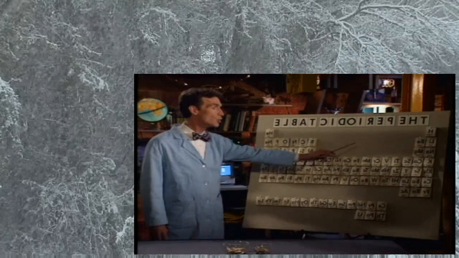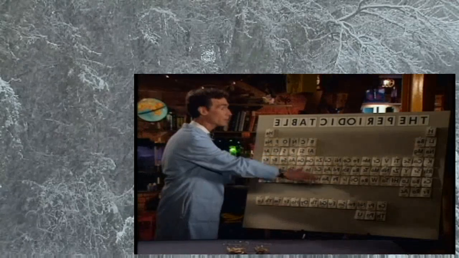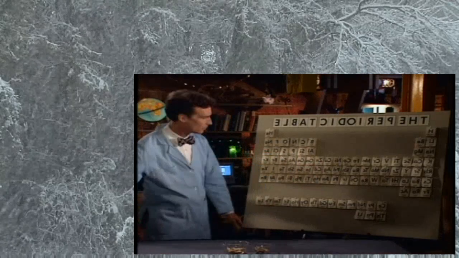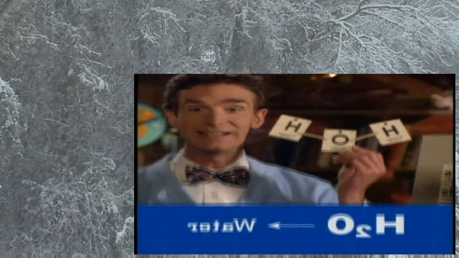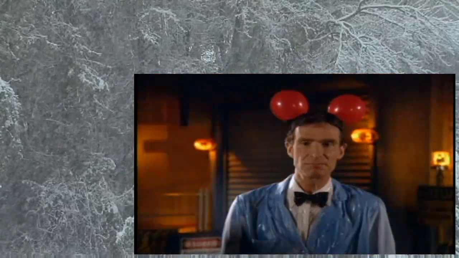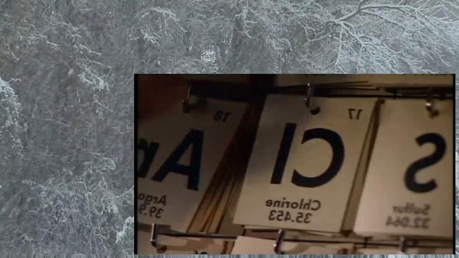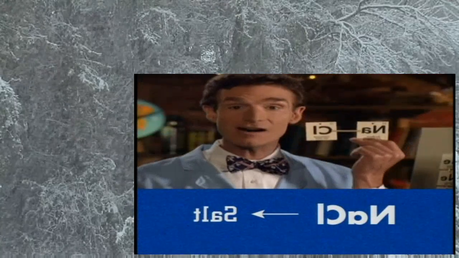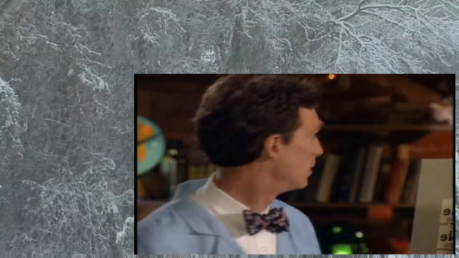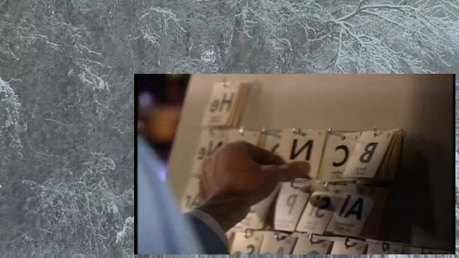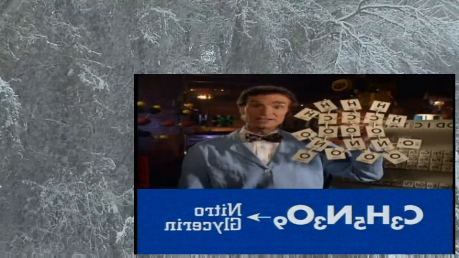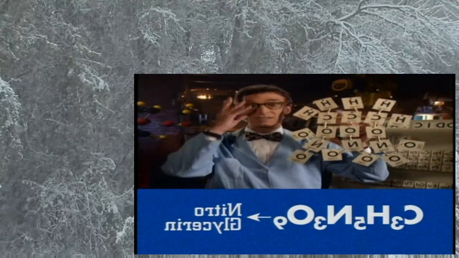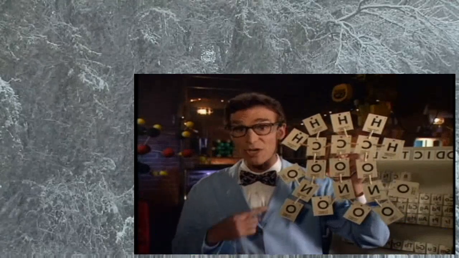Now, there are 92 elements that occur naturally. And using these elements, we can make all kinds of interesting molecules. H2O, water. NaCl, salt. Now, get a load of this one. C3H5N3O9, nitroglycerin, the highly explosive oily liquid used for making dynamite.